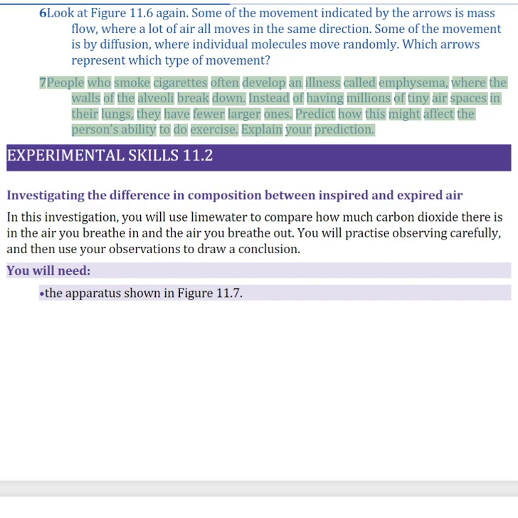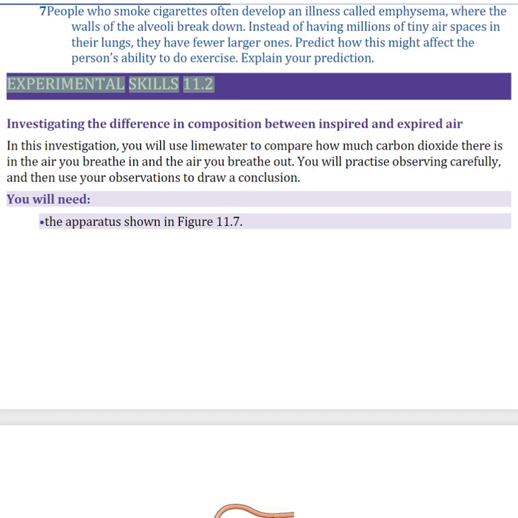7. People who smoke cigarettes often develop an illness called emphysema, where the walls of the alveoli break down. Instead of having millions of tiny air spaces in their lungs, they have fewer larger ones. Predict how this might affect the person's ability to do exercise. Explain your prediction. Experimental skills 11.2.